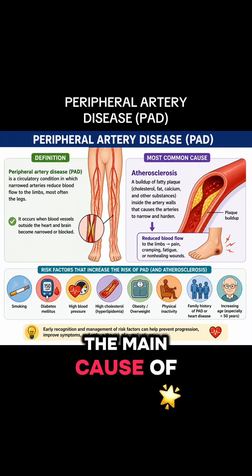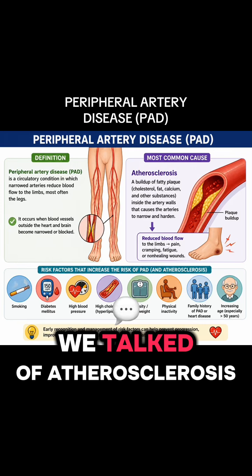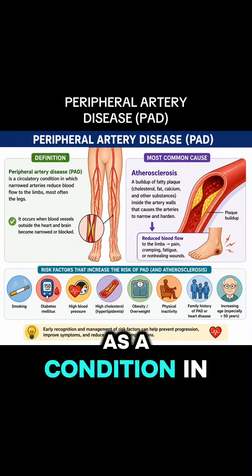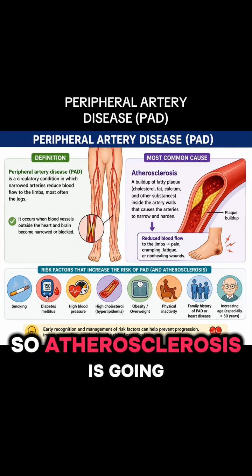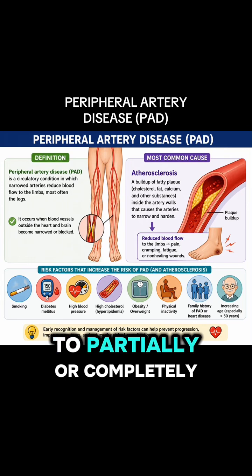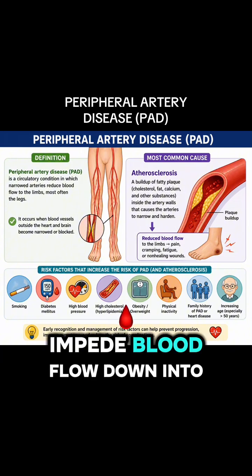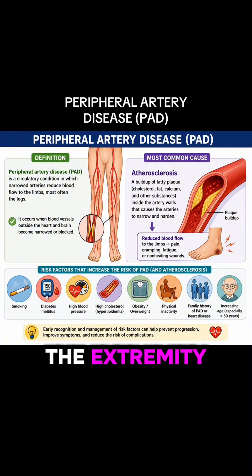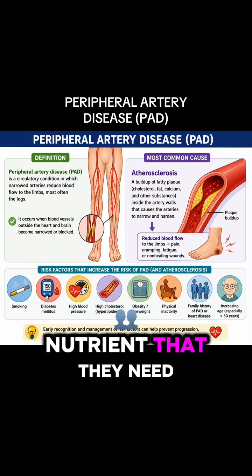The main cause of peripheral artery disease is atherosclerosis. We talk of atherosclerosis as a condition in which there is buildup of plaque within the arteries. So atherosclerosis is going to partially or completely occlude the blood vessel, which is going to impede blood flow down into the extremity and deprive the extremity of the oxygen and nutrients that they need.